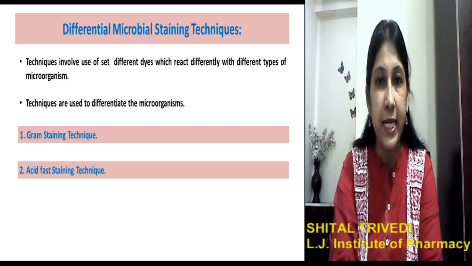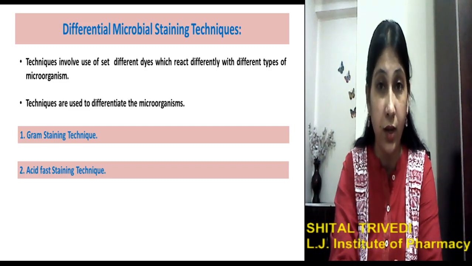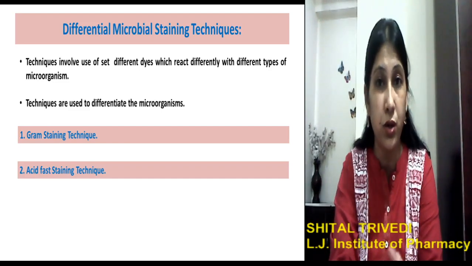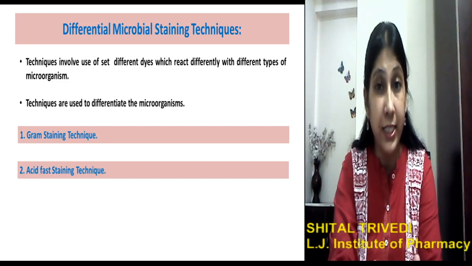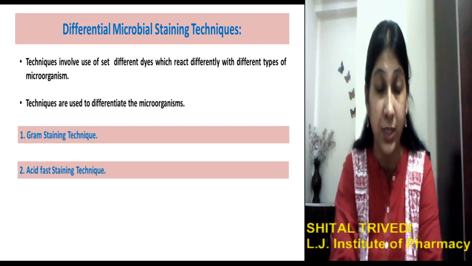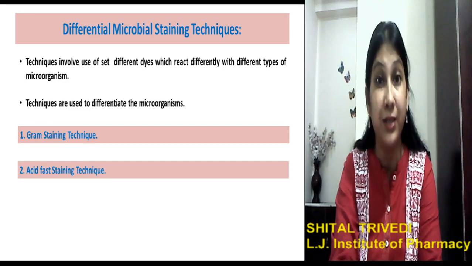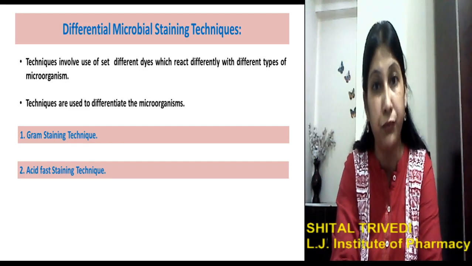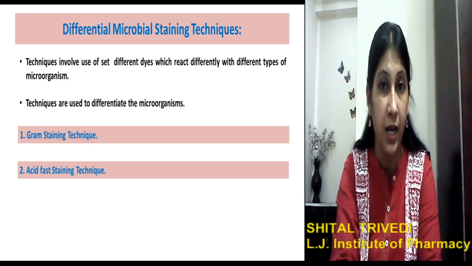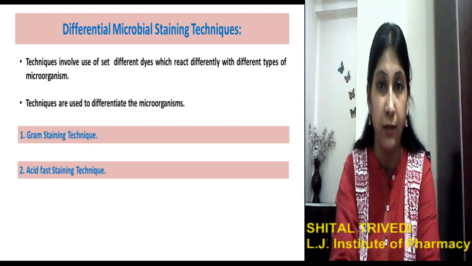Differential microbial staining techniques differentiate organisms based on the difference in their cell structure and composition. This technique involves the use of more than one staining reagent, and these reagents react differently with different organisms. Two important techniques under this category are gram staining and acid-fast staining. Let's talk about gram staining.